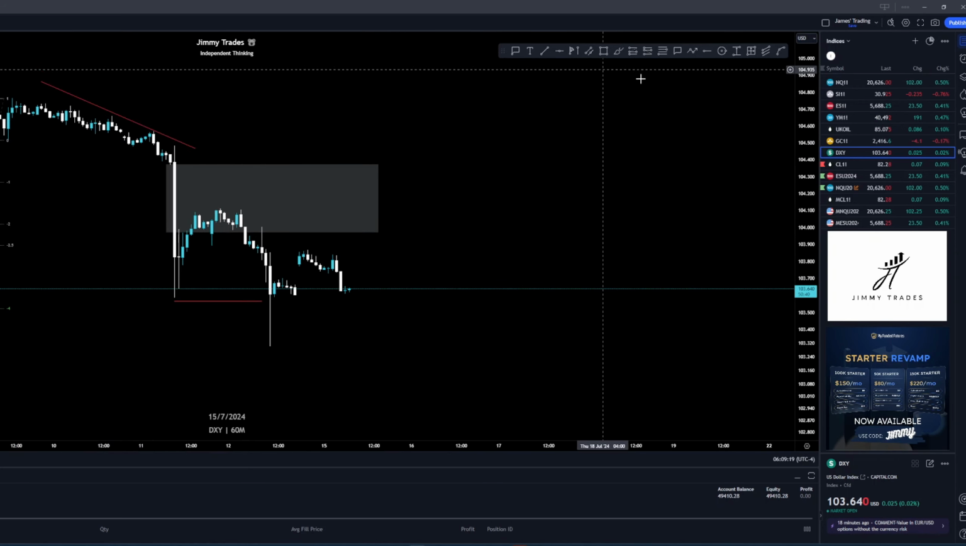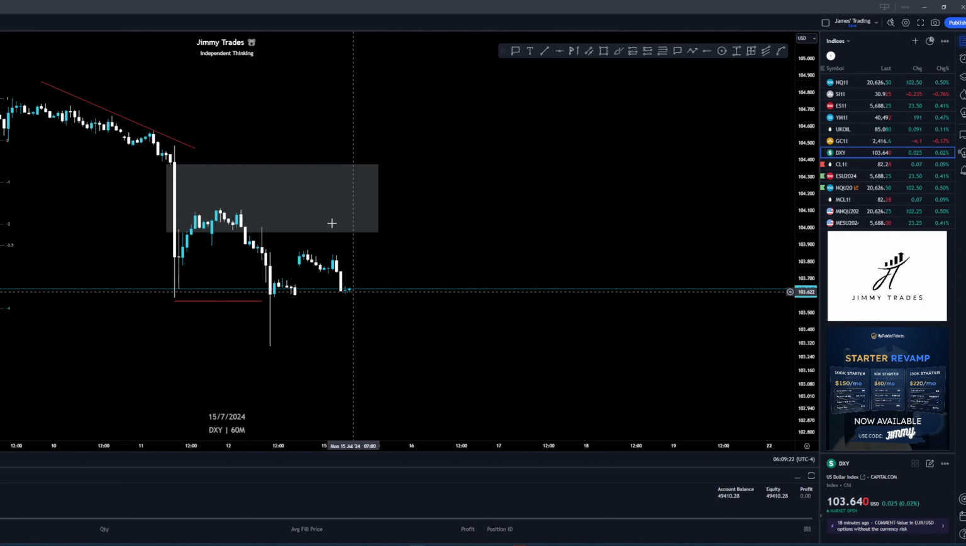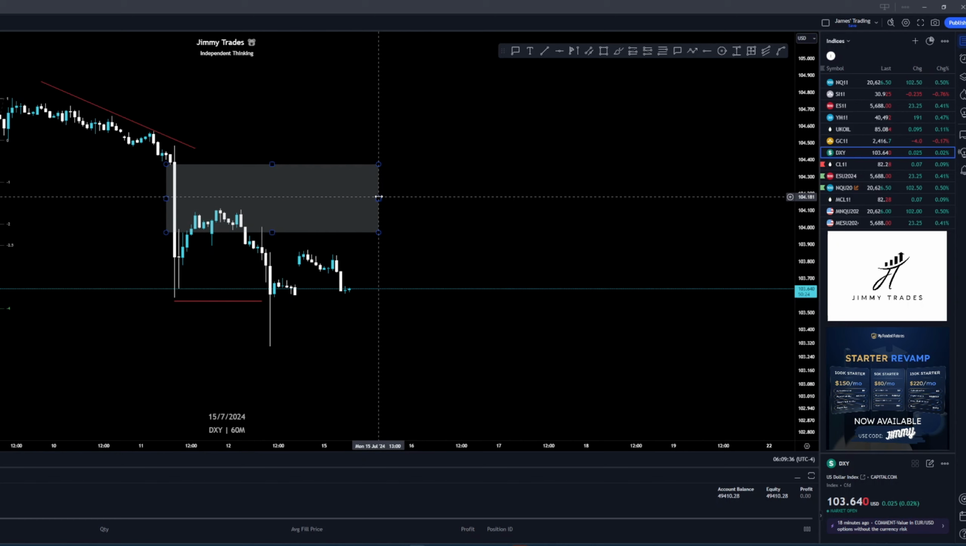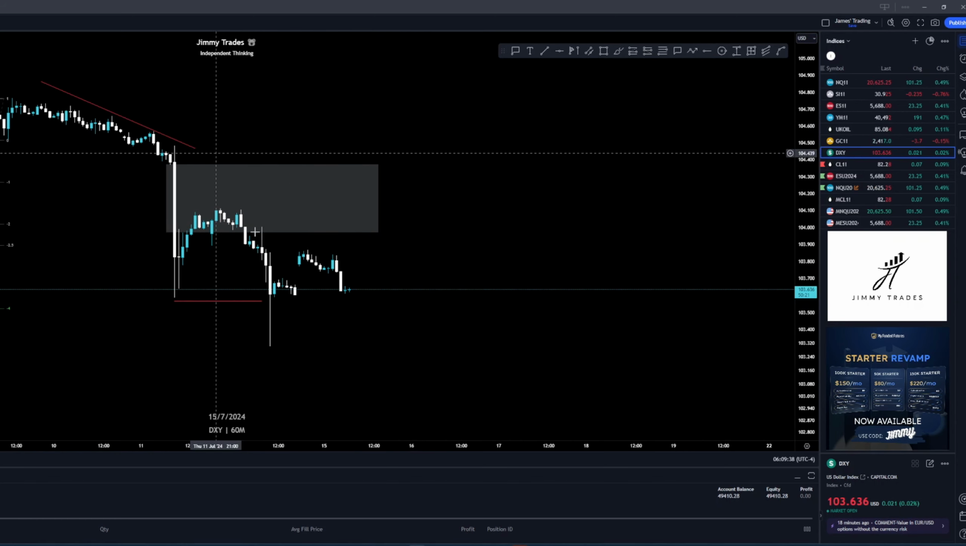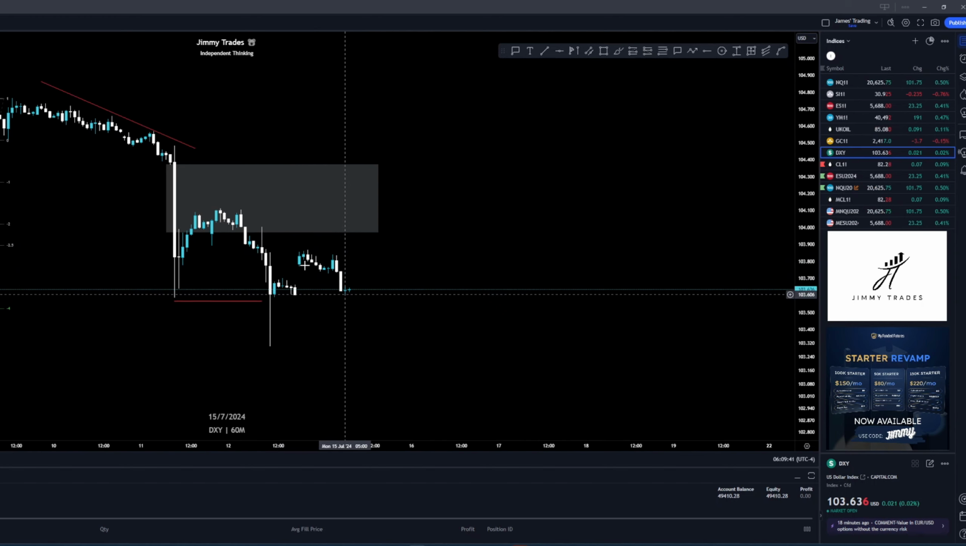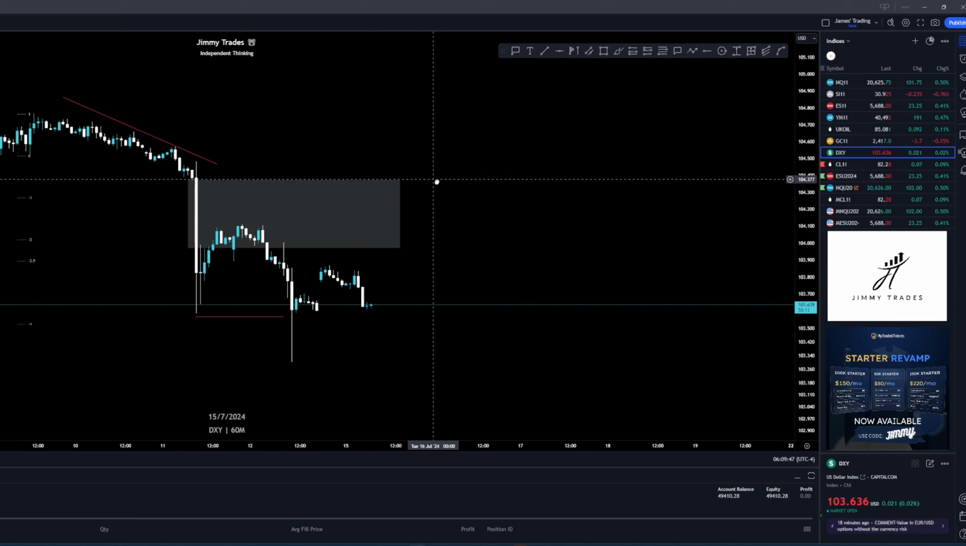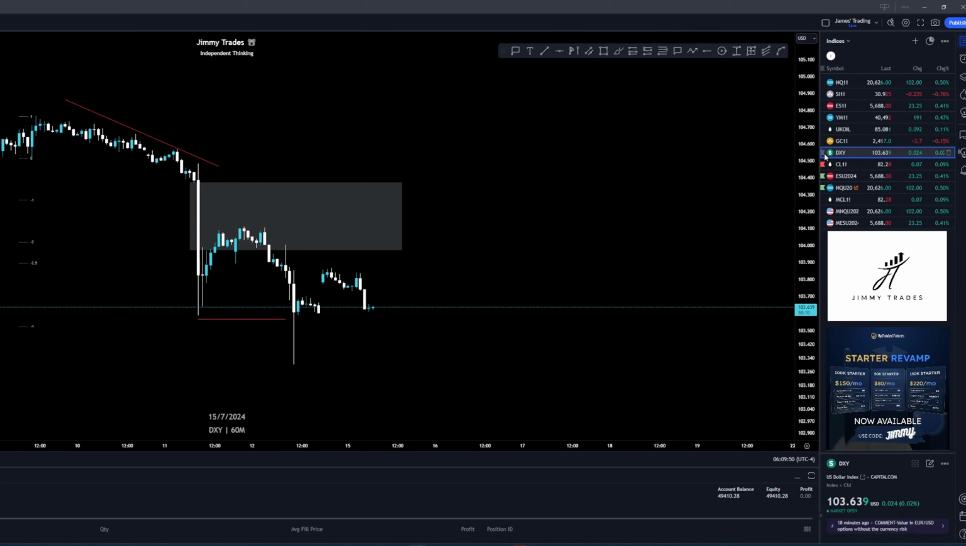So I really would like to see a bullish change in the state of delivery through this region to be bullish on the market structure, but it's still bearish currently. We haven't had that change in state of delivery just yet. So on the daily we were bullish, but on our market structure it's still bearish order flow.